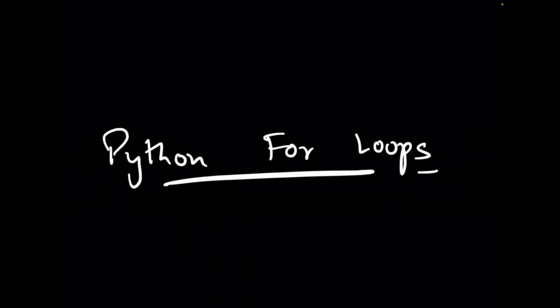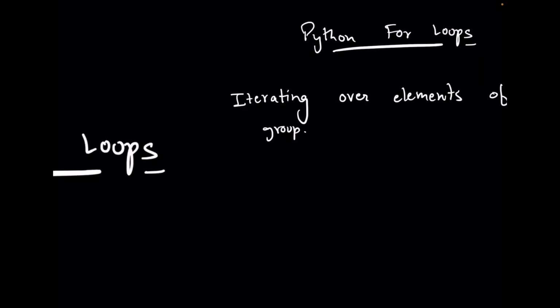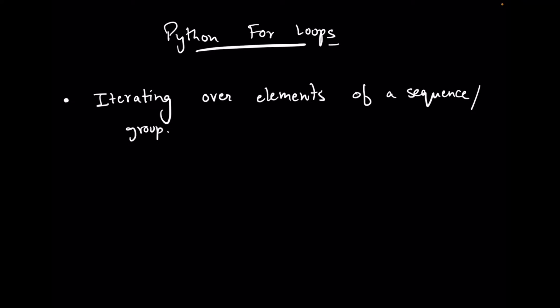So Python for loops are inherently different from for loops in other languages like C++ or Java. The reason for this is that Python for loops are actually meant for something else. Python for loops are meant to iterate over elements of a sequence or a group. So if you have a sequence of some elements and you want to pick elements from it one by one, you pick the first element and use it in your loop's body, and then you pick the second element and use that in your loop's body, and so on. So this is what Python for loops are meant for.